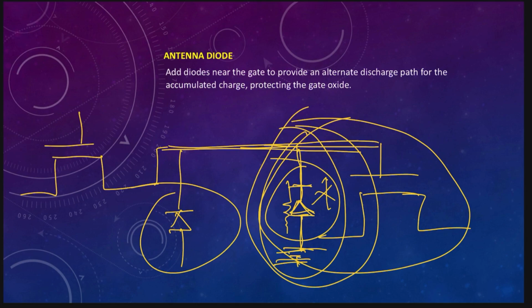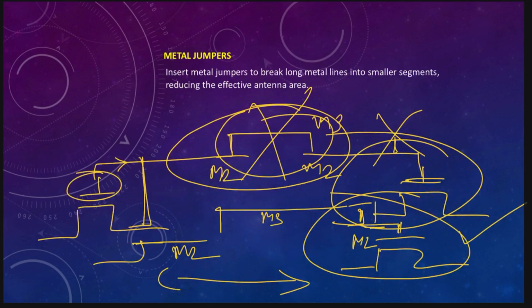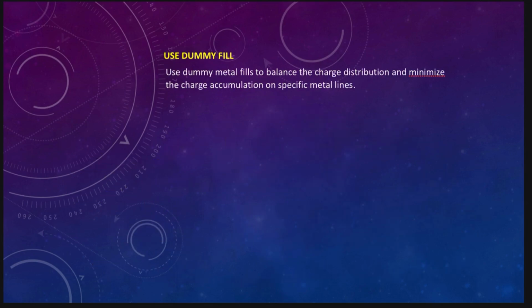Here one question will arise: how does this diode work? You have to tell that during the fabrication process, because of the high temperature, this diode works as a resistor. This is a very important thing. Now the last method is to use dummy fill. You can also use dummy fill to balance the charge distribution and minimize the charge accumulation on a specific metal line.